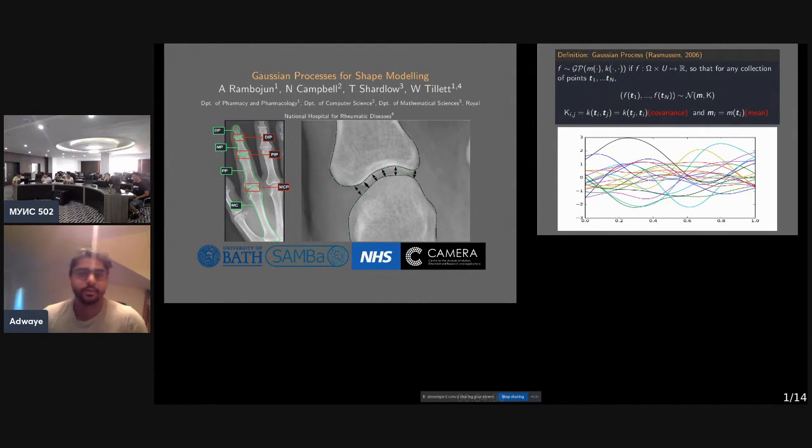So today I'm going to talk a little bit about Gaussian processes and how they can be used for shape modeling. This is some work that we did with the National Health Service, which is the NHS, the National Health Service of England. At the university, 2 centers were involved: Samba, which is a doctoral training center where I am from, and Camera, which is a research unit in the Department for Computer Science.